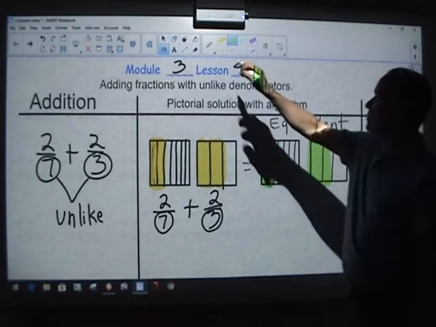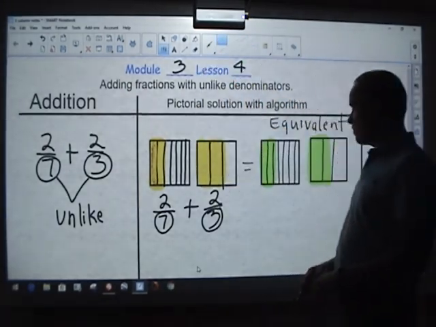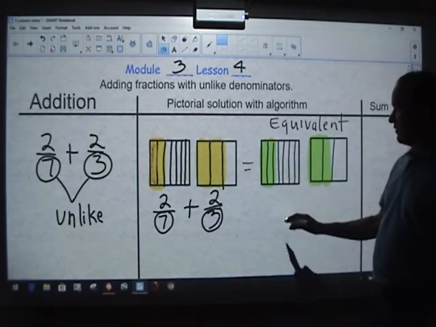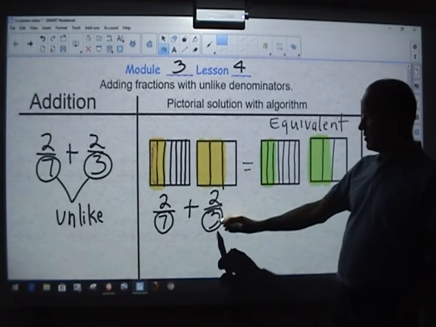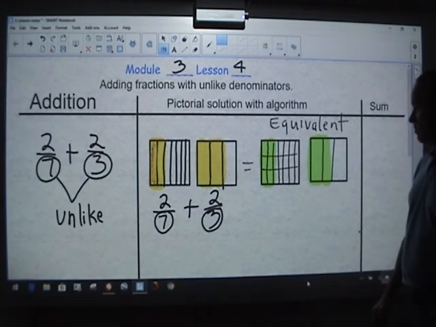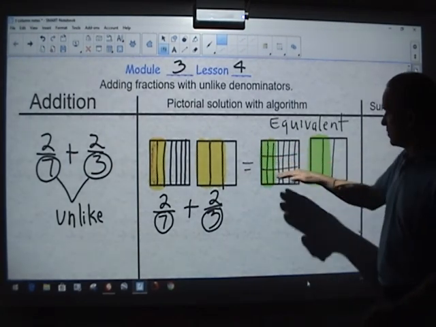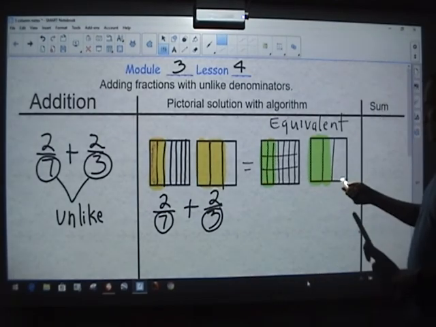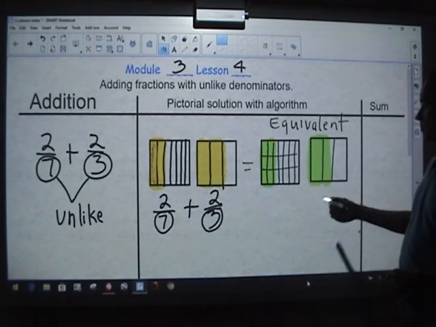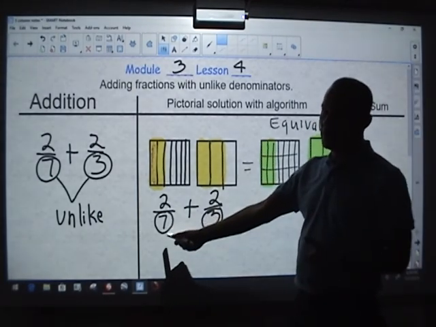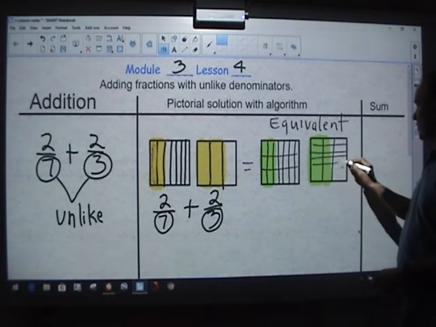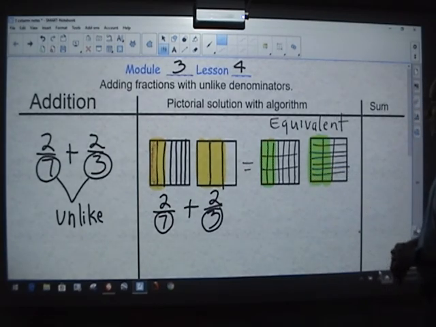Now what we have to do is cross multiply. So what happens is this is 2 sevenths and it's going to be divided into 3 more parts. So it's going to be 1, 2, and 3 parts. You can see across 1, 2, 3. Now we're going to do the same thing with the 2/3. We're going to divide it into 7 more parts. So that's going to be 1, 2, 3, 4, 5, 6, and 7.